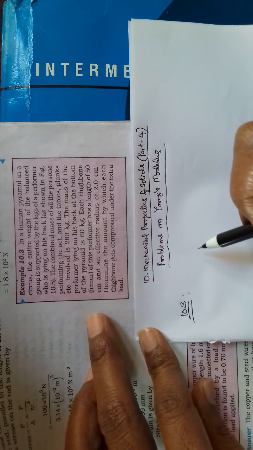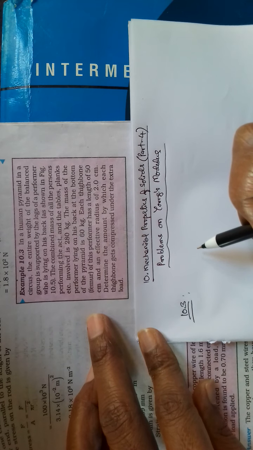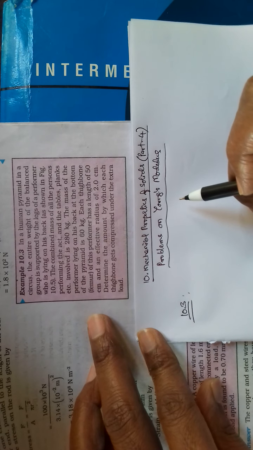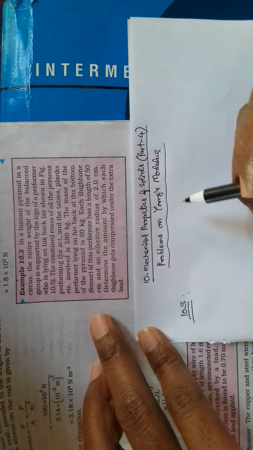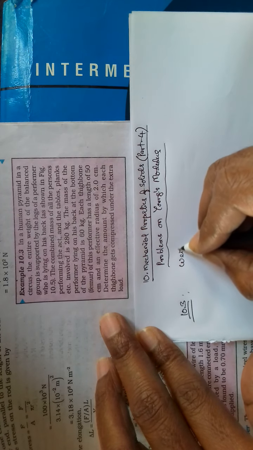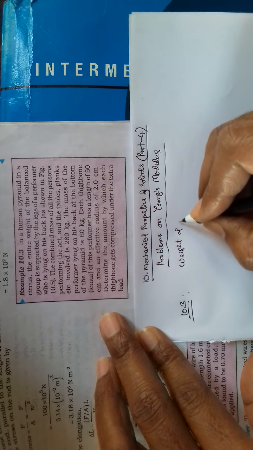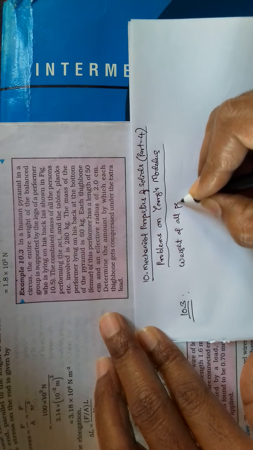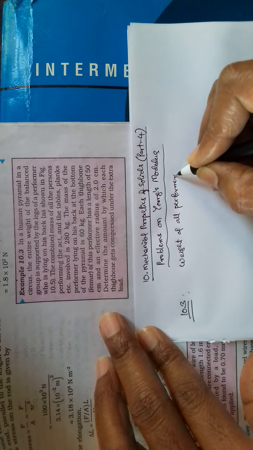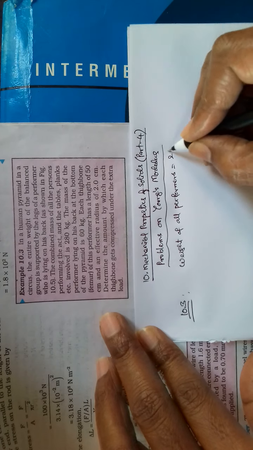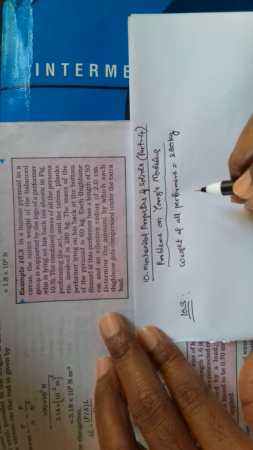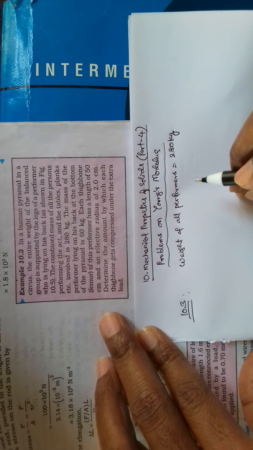a performer who is lying on his back as shown in the figure. The combined mass of all the persons performing the act and the tables, planks, etc. involved is 280 kg. So, the weight of all performers is 280 kg. The mass of the performer lying on his back at the bottom of the pyramid is 60 kg.